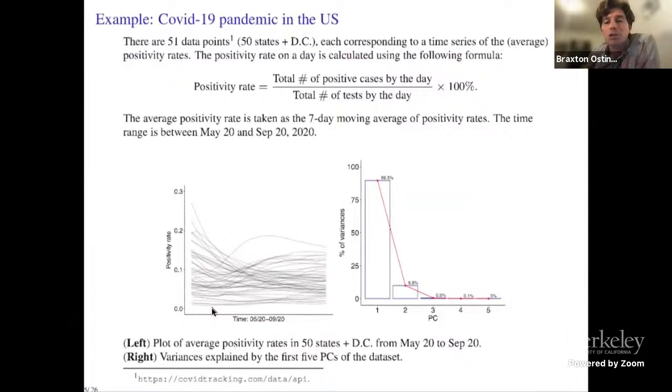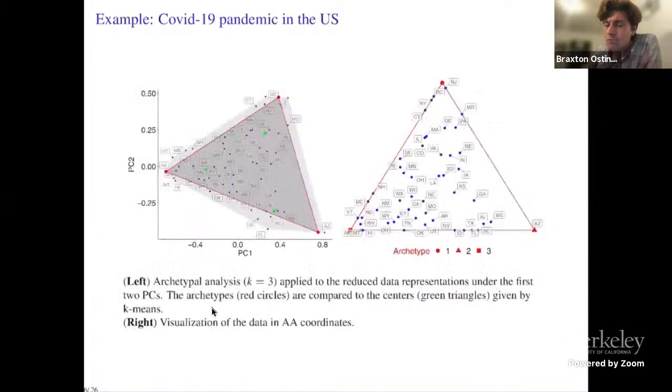Okay, so let me give a quick example just to demonstrate this method. I'm going to talk about COVID-19 data from early in the pandemic, from May to September of 2020. The data I'm going to look at are time series, one for each state plus DC, so there are 51 time series of roughly length 100, corresponding to days. This is a nice data set because it's very low dimensional. If you do a PCA analysis of this, you find that 99% of the variance is in just the first two principal components. So I can very easily visualize where each state is in relation to the others.